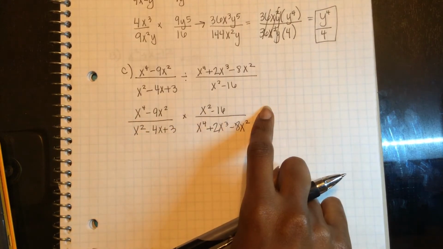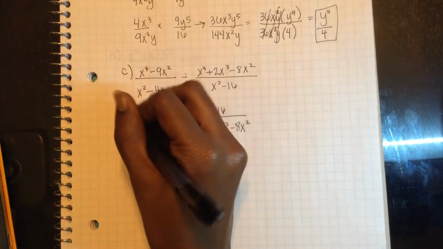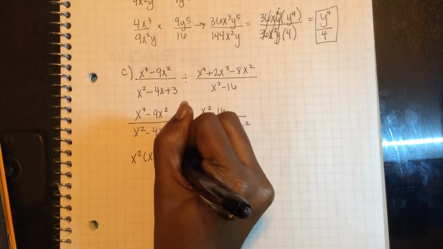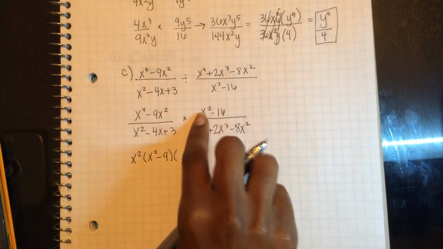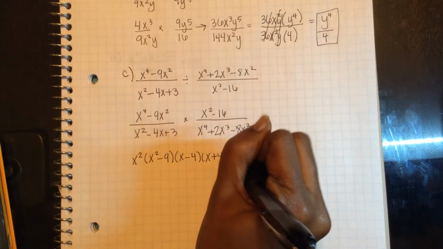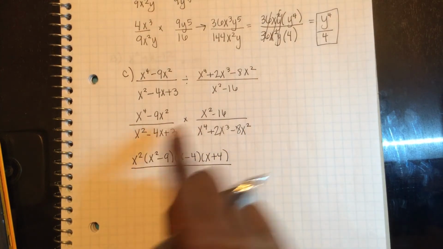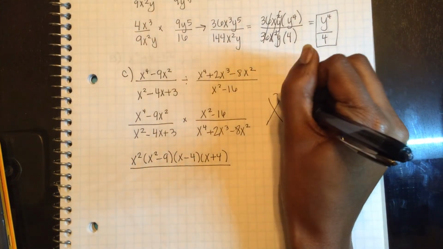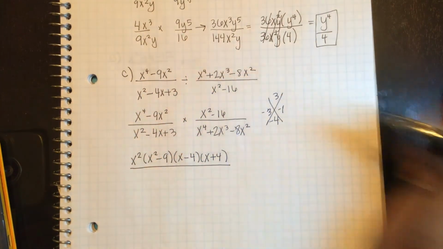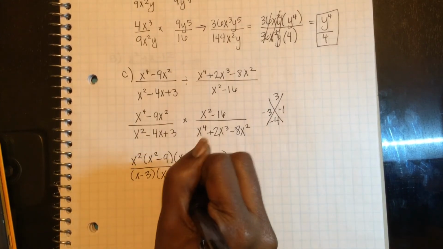So this numerator, first I'm going to have a GCF here of x squared. If I factor out x squared, that's x squared times x squared minus 9. And then x squared minus 16 factors to be x minus 4, x plus 4 by difference of squares. Now for this factor here, I'm looking for two numbers that multiply to make 3 and add to make negative 4: negative 3 and negative 1. So this is x minus 3, x minus 1.